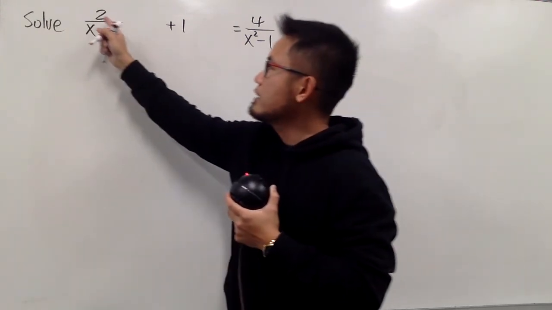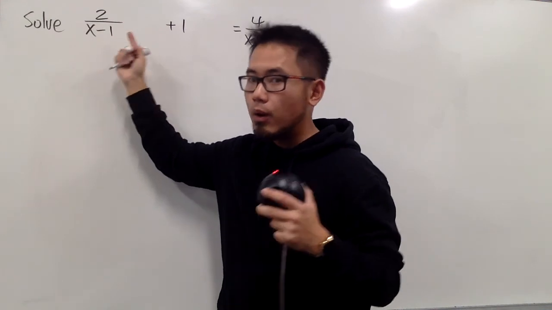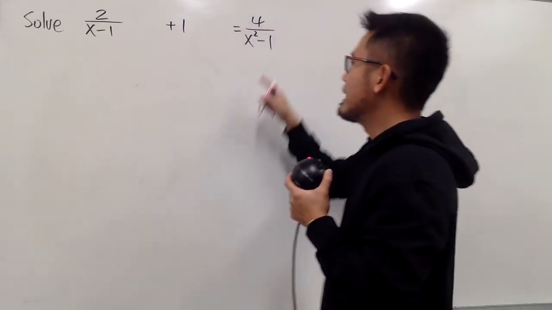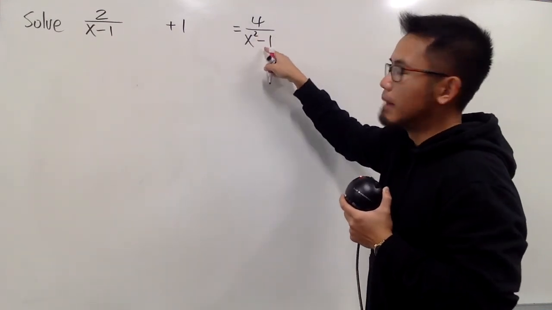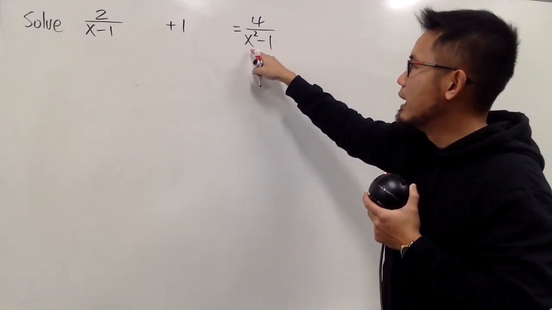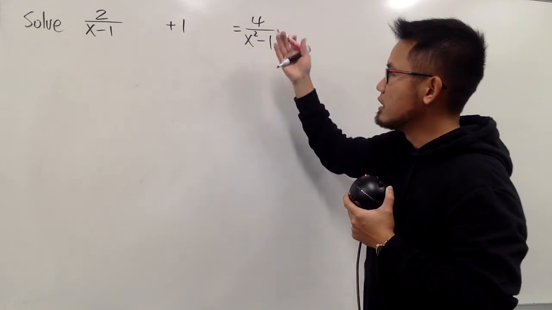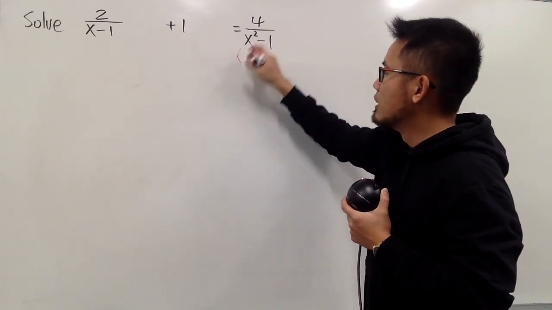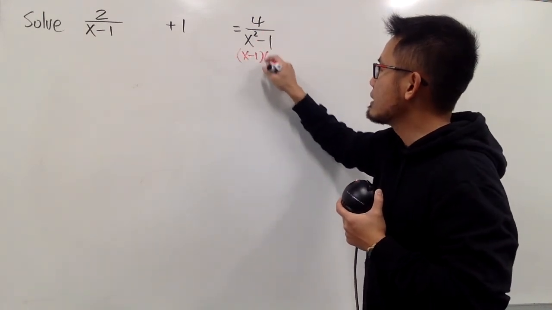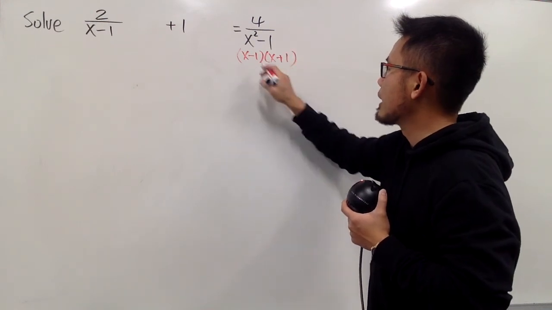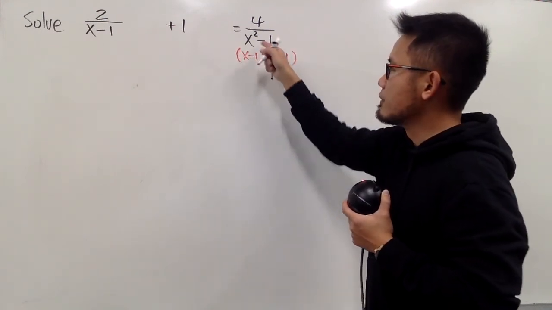So if you look at this right here, it is just x minus 1. We cannot factor anything anymore. But this one is x squared minus 1. So we can factor this by using the difference of two squares formula to get x minus 1 times x plus 1, okay? So this right here is the factoring for that.